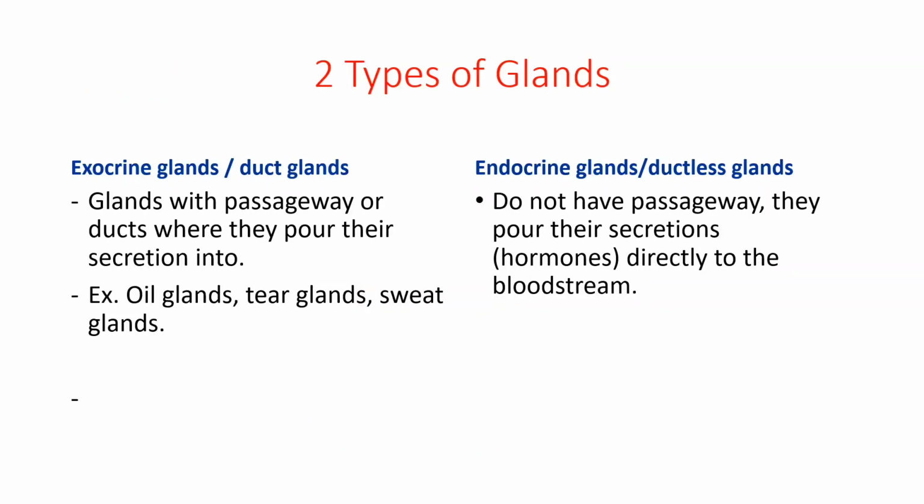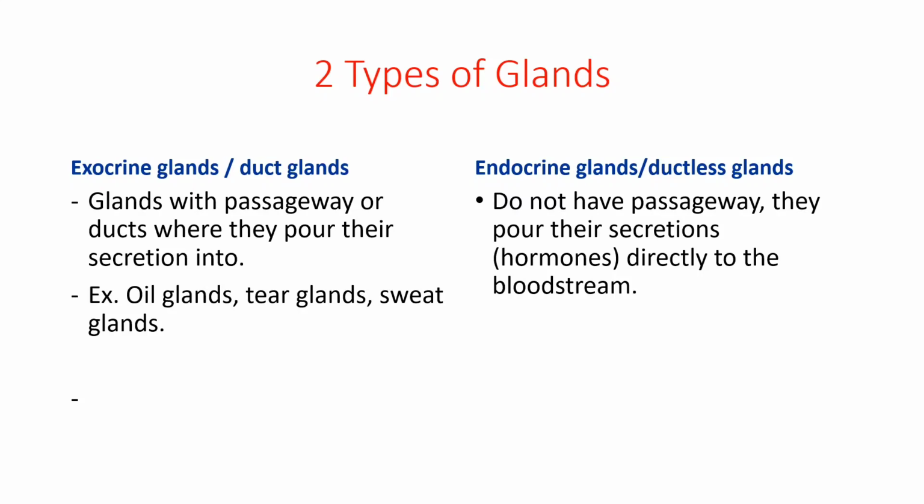So these are the two types of glands: the exocrine glands or the duct glands, and the endocrine glands or the ductless glands. The exocrine glands are the glands with a passageway or duct where they pour their secretion into. Meron silang dinadaanan or passageway or duct. For example, the oil glands, the tear glands, the sweat glands. So may passageway yan bago sila lumabas dun sa body natin. Kaya tinatawag na exo.